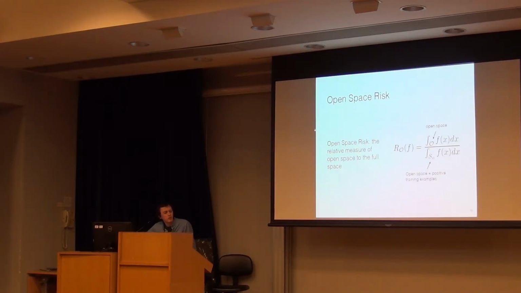Remember I mentioned earlier that ideal risk doesn't really help us understand this problem, because it only assumes that we have data points which we know about. So now we need something that is able to express this open space risk, where we have this vast space of unknowns. And so we can define open space risk as the relative measure of open space to the full space. What does that mean?